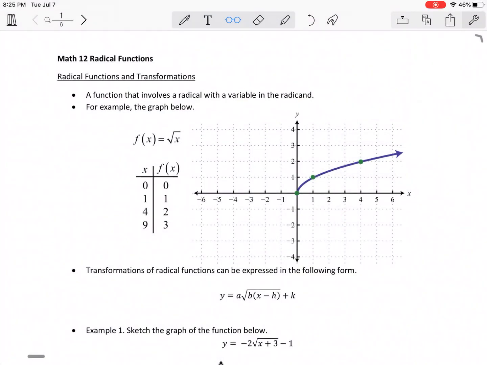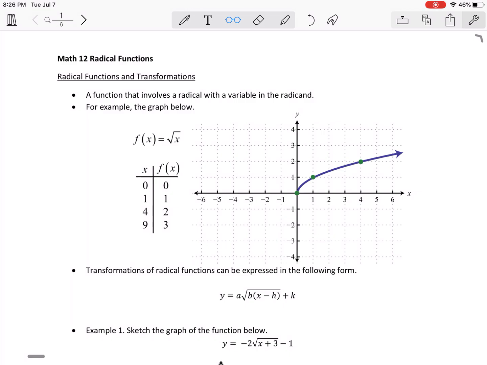Hi class. So this is the second unit. We'll just begin the first section of it today, and so what we're looking at here is units on radical functions, and today we'll look at radical functions and transformations. So let's start with a base radical function.